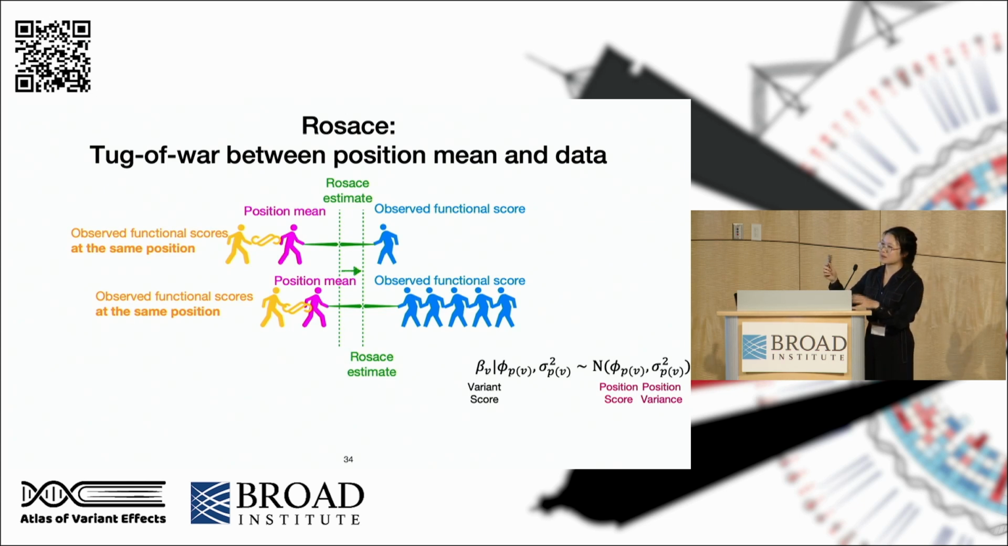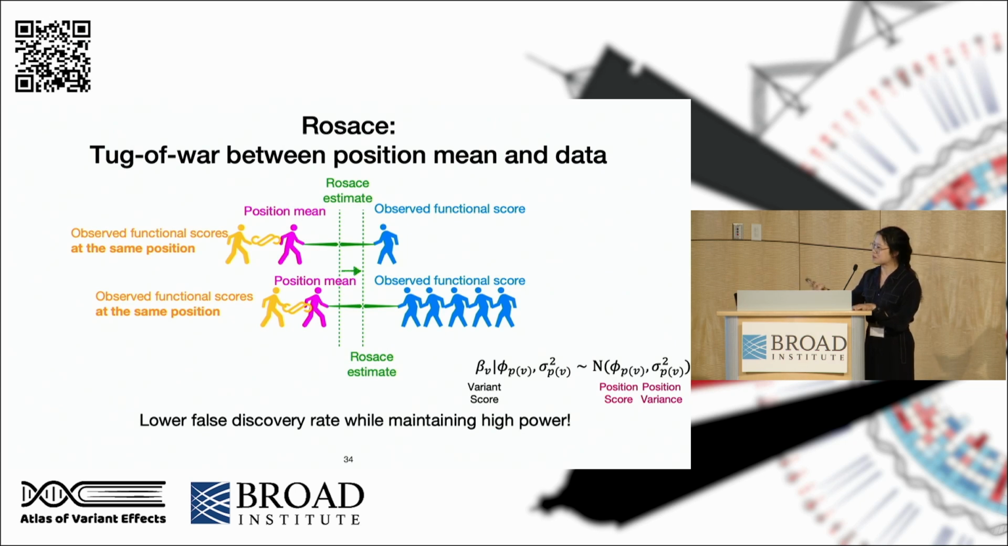So there's a balance, you want to find the sweet spot. You want to reduce as many outliers as possible by using the position mean as the prior, but you don't want it to be overpowering. I think that's the essence of Bayesian: how you can strike the balance between the two. And hopefully in the paper we show that it can lower the false discovery rate while maintaining high power.